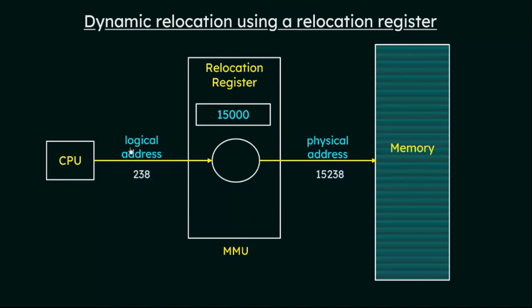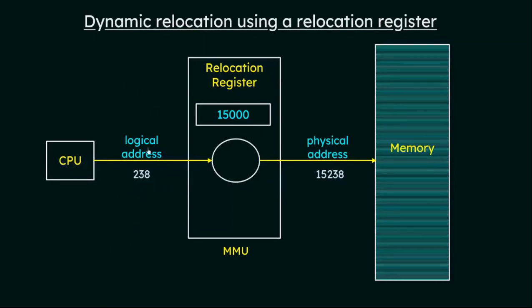The logical addresses will range from 0 up to the max value of the logical address space, and the relocation register will contain the starting physical address value. Then we can get the corresponding physical address by adding the logical address to the address present in the relocation register. So the CPU, or the user program, thinks that the addresses are from 0 up to whatever the maximum value is in the logical address space.